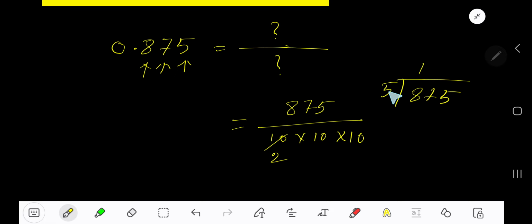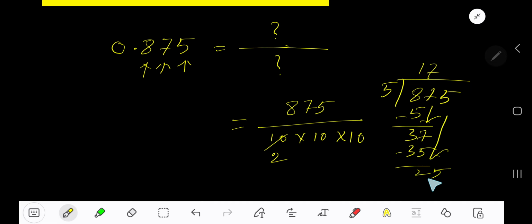I'll get 2, and if I divide by 5, what will I get? 5 goes into 8 one time, 5. Subtract, 3, bring down this 7. 5 goes into 37, 7 times, 7 times 5, 35. Subtract, 2, bring down this 5. 5 goes into 25, 5 times. 175.